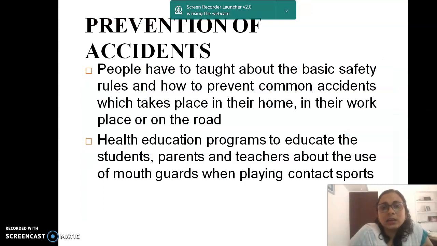Then another content we normally give in health education is prevention of accidents. Prevention of accidents is very important, especially for under-5 children. They are very prone to accidents in the home. And old age is another category at risk of accidents, especially falls. It is common in old age. So for them, we give proper health education. Health education should aim to prevent common accidents which take place in the home, in the workplace, or on the road. Especially road traffic rules are taught to school children and to common people, so that we can avoid road traffic accidents.